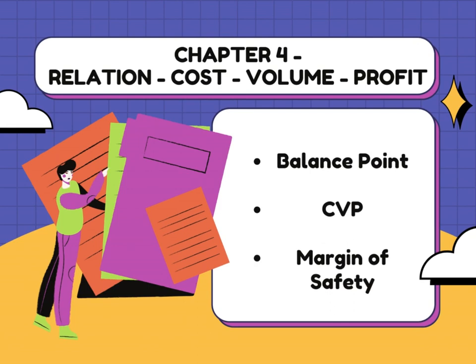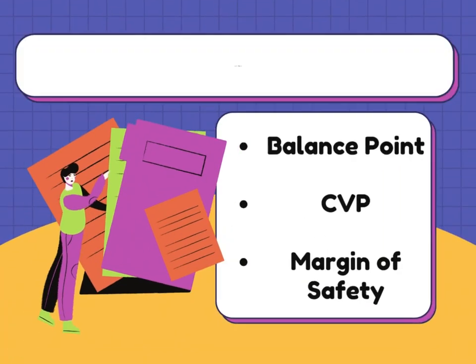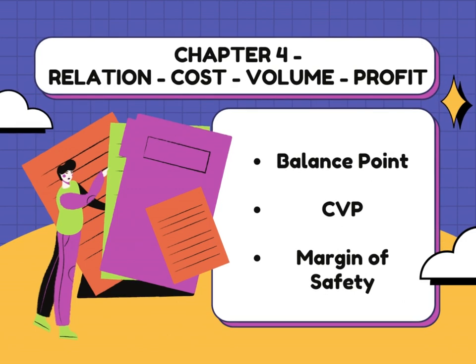Chapter 4: Cost-Volume-Profit Relationship. The term balance point can have different meanings depending on the context in which it is used. Here are a couple of common interpretations: break-even point (BEP) or equilibrium of center of mass. The specific meaning of the term balance point might vary depending on the subject matter or context in which it is used.